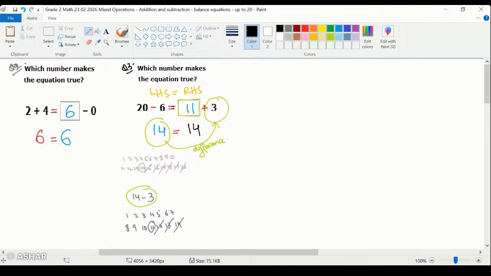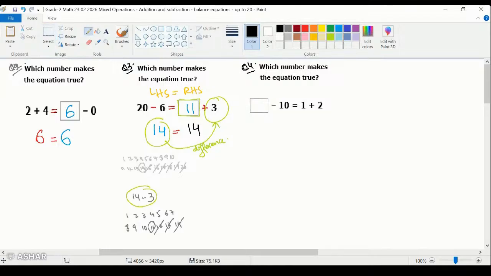Okay, let's do one more example. For the next example, it says, okay, which number makes the statement true? Question number 4. And it says, a number minus 10 should be equal to, sorry, let me just redo it. This is the given question for question number 4.